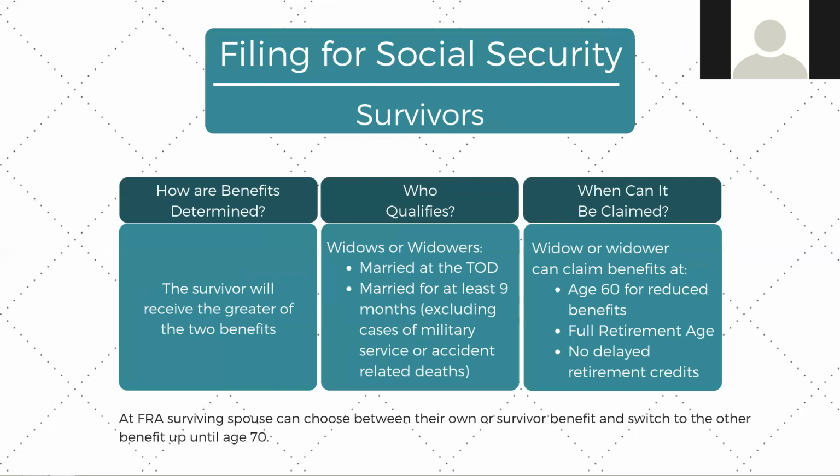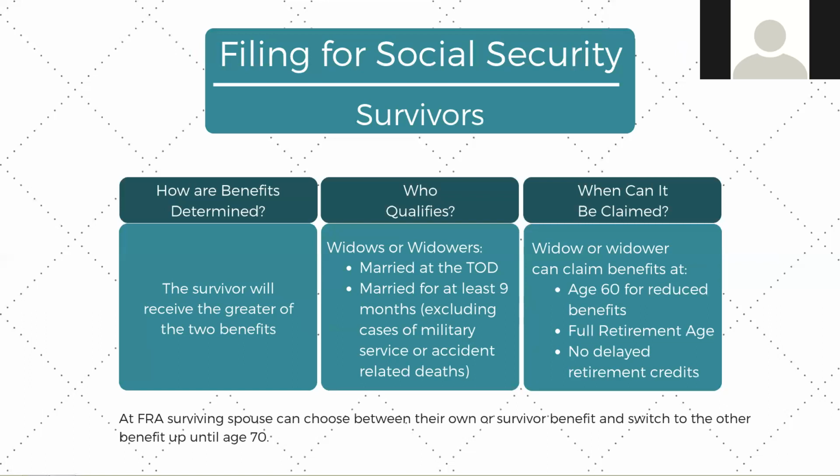So you may also be eligible for a benefit based on a deceased spouse. The short summary here is the survivor will receive the greater of the two benefits, so either your own or your deceased spouse's benefit. You get the higher of the two. You need to have been married at the time of death. You need to have been married for at least 9 months. However, there are a few exceptions in the case of military service or accident-related death.